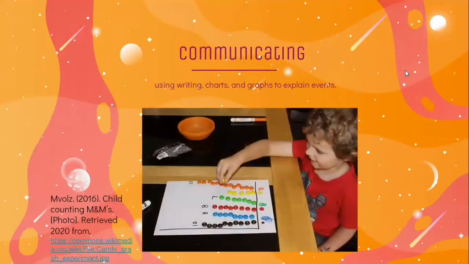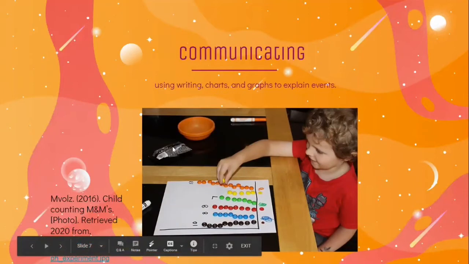And so this photo is just a particular example of how a young child could start developing their ideas about how to communicate an observable phenomenon. So they're making like a bar chart. So they've opened up the bag of M&Ms and they've sorted by color, and then he has counted the number of that particular color in the M&Ms bag, and has reported it here on this chart.